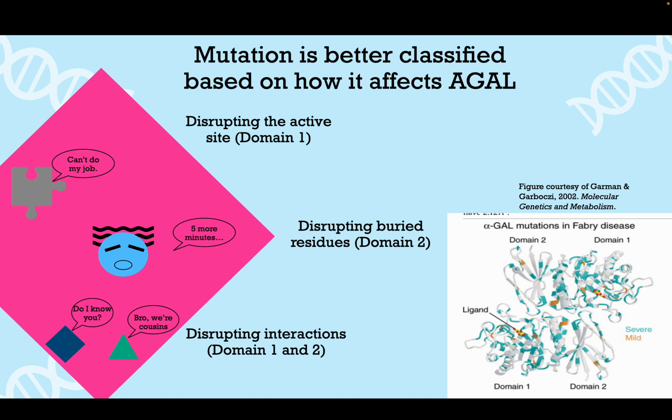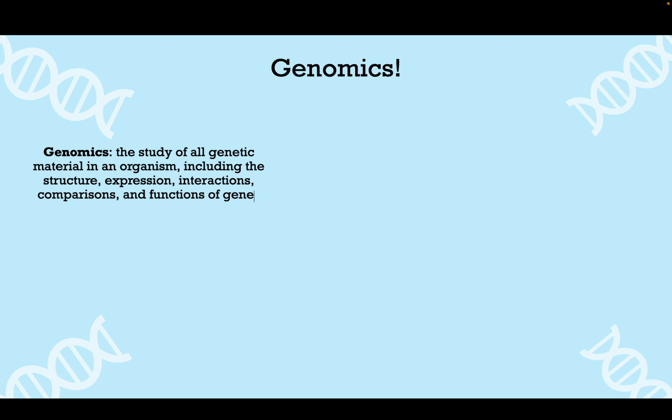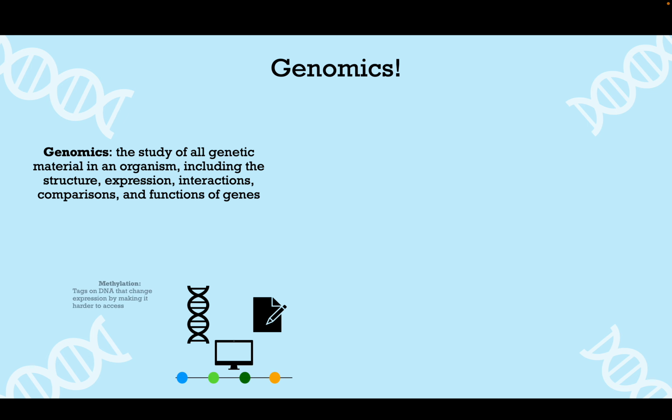Now, with all these incredible and intricate mechanisms to the science, you may be wondering how in the world scientists even figured all this out. And that's through a scientific discipline called genomics. Genomics is the study of all genetic material in an organism, including the structure, expression, interactions, comparisons, and functions of genes. It's often coupled with studies in transcripts, or transcriptomics, and proteins, or proteomics, and epigenetics, which is something we covered earlier.